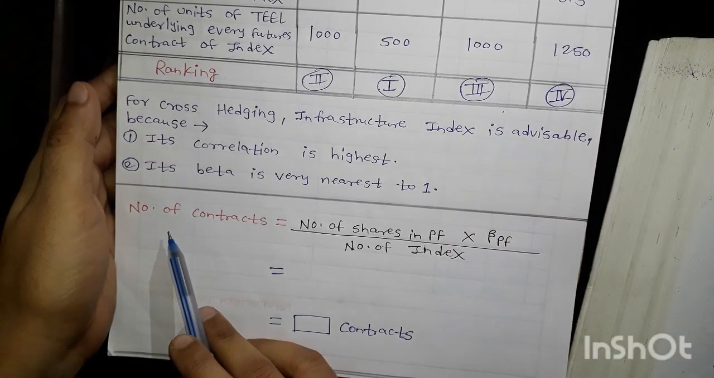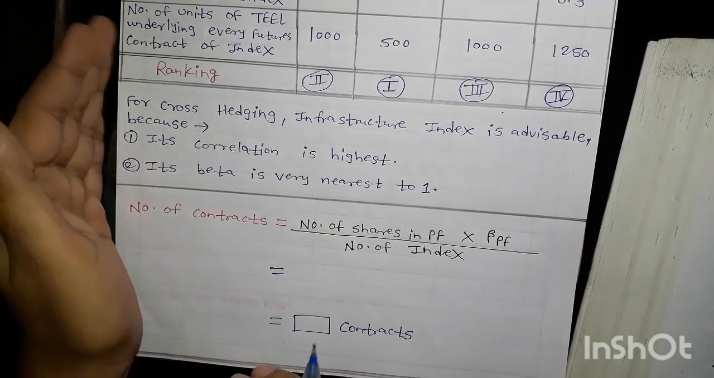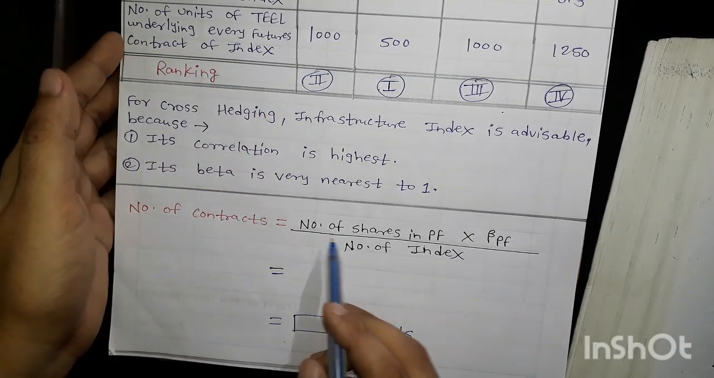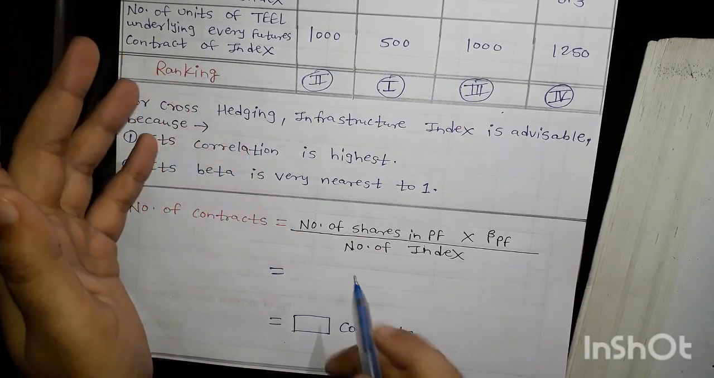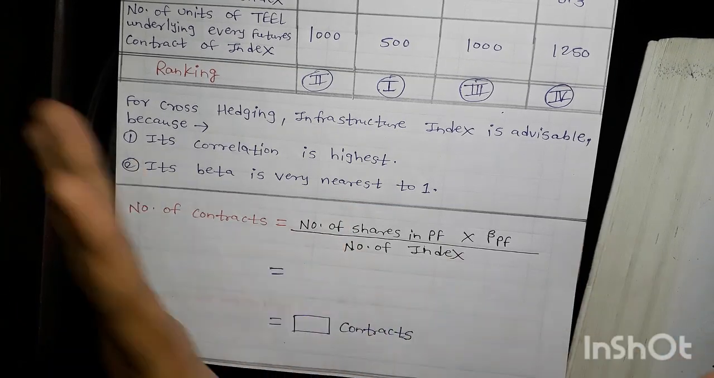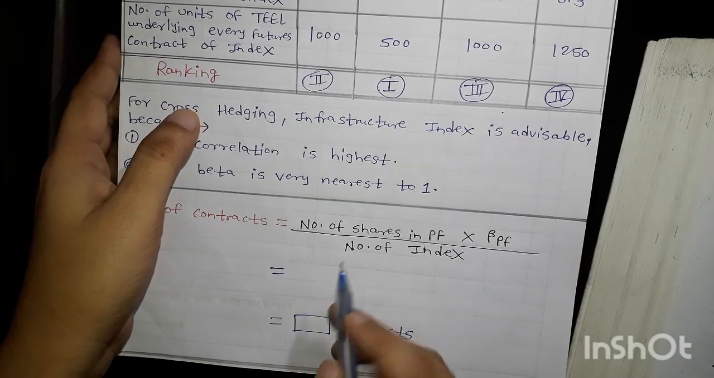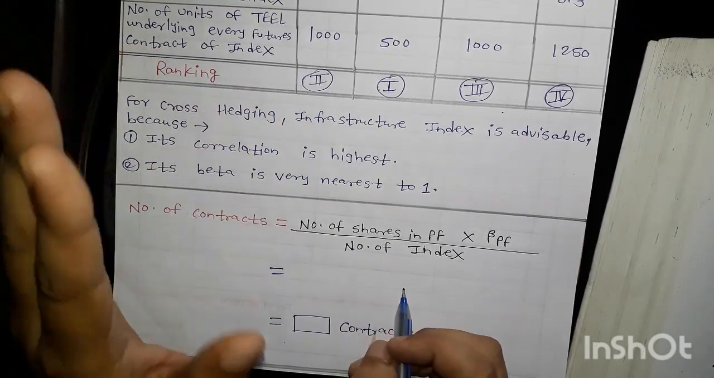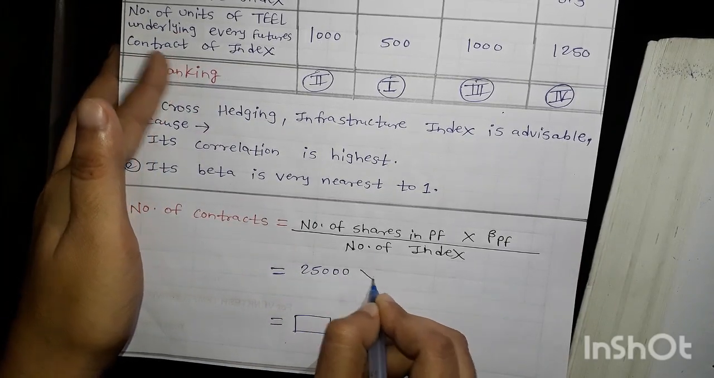After that, number of contracts, as we have calculated in question number 10, like that we have to calculate. Here the value of the portfolio is not given, but the number of shares is given, so we can use that and we will find the beta and the number of contracts. So first of all, the number of shares given in the very first line, 25,000 shares of TEAL, so it is 25,000 multiplied by beta of portfolio.